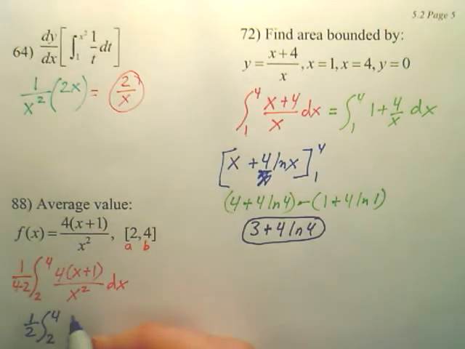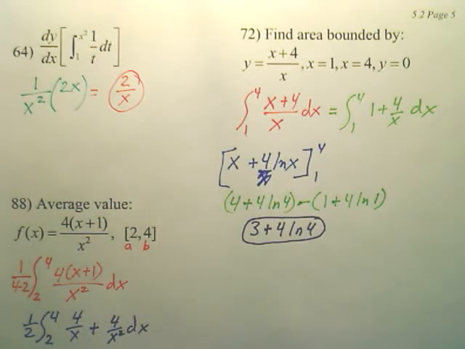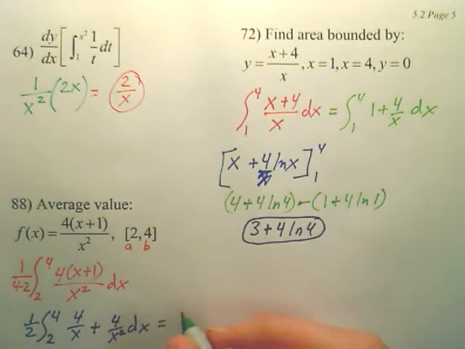And then I would change this to 4 over x plus 4 over x squared dx. Now you might be confused how I did that, but I distributed the 4 and then I divided both pieces by x squared. I distributed the 4 and divided both pieces by x squared. The reason for doing that, I put the 1/2 here.